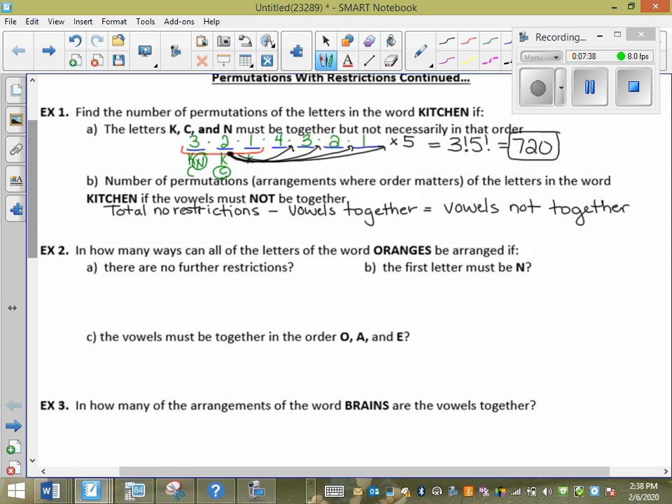So how many ways can I rearrange kitchen? No restrictions. Yeah, because kitchen is how many letters? 7. So it'll be 7 factorial or 5040.